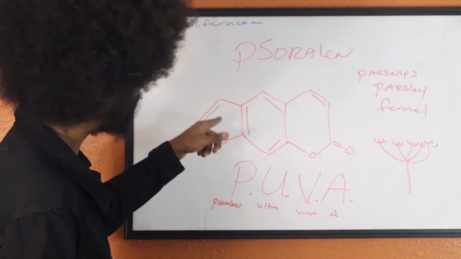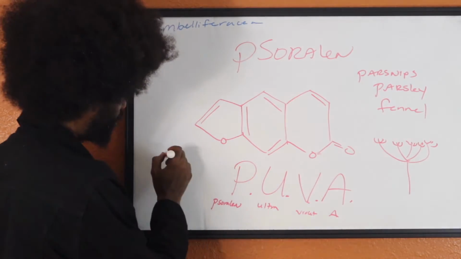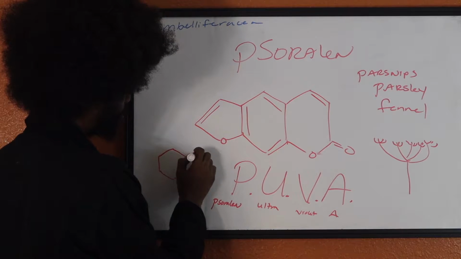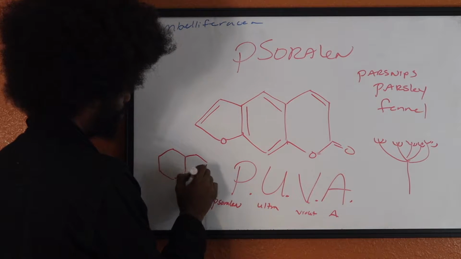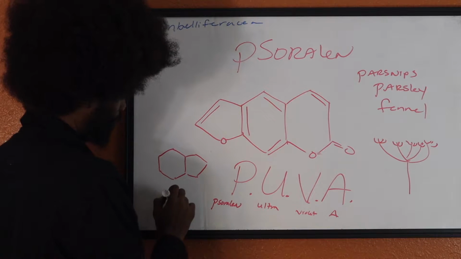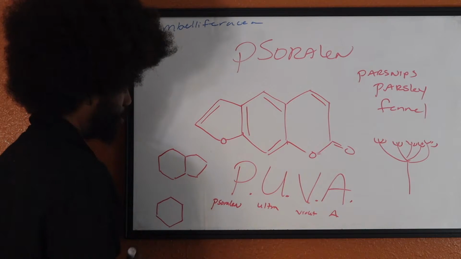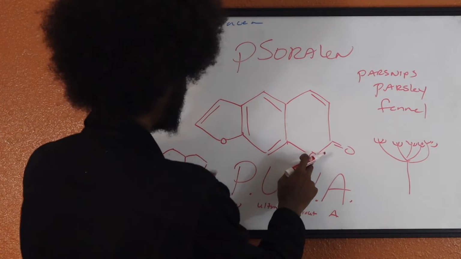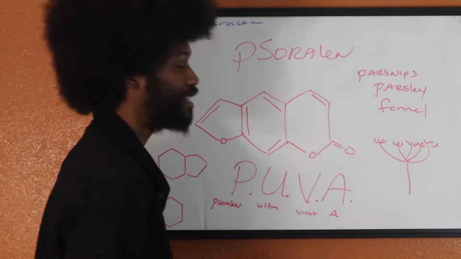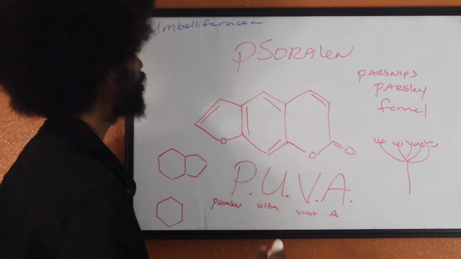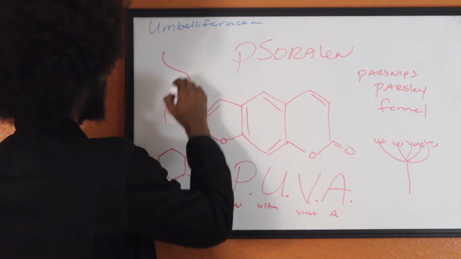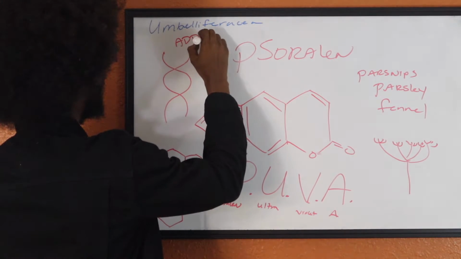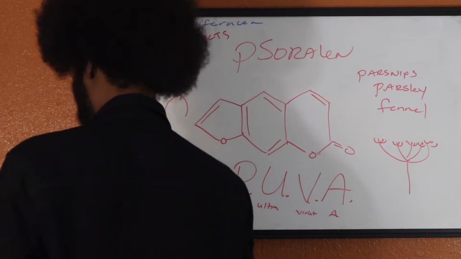Why? Because this structure looks similar to the nitrogenous bases that make up DNA, the pyrimidines and the purines. Now this structure, because of these oxygens that it has on here and this double bond, is able to form adducts on the DNA. What I mean by adducts.